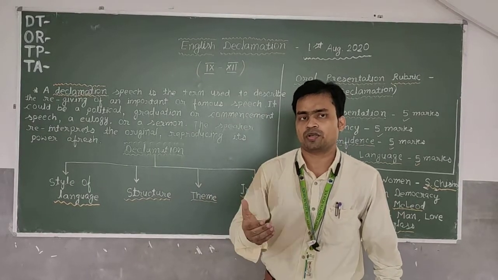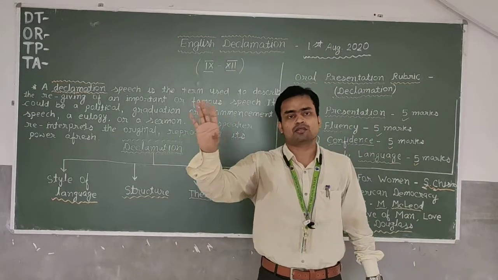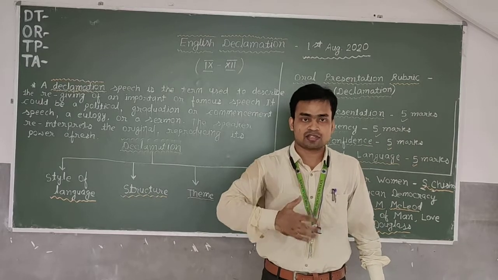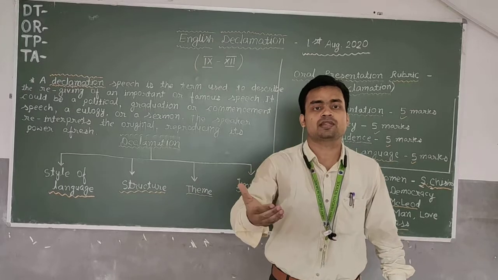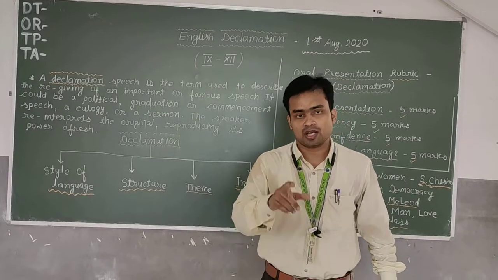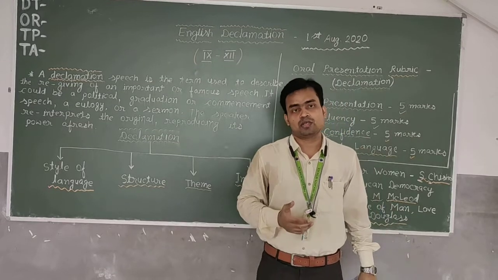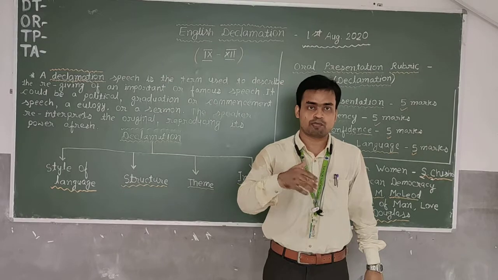See, what you need to do in English declamation speech is listen to any of the famous speech or important speech, and you need to act as if the original speaker is you, and you are speaking that speech. You are giving the speech. For example, I will give you one example of a famous speech given by the famous person Julian Treasure, who is a famous person when it comes to public speaking.